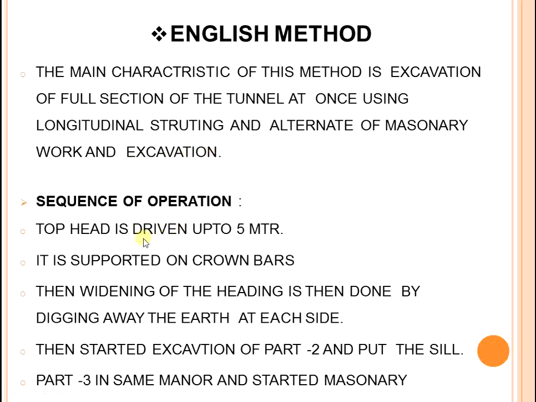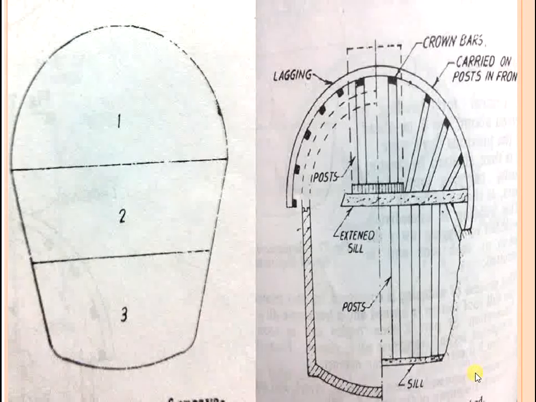Then the sequence is: the top heading is driven up to 5 meters and supported on crown bars. Then widening of the heading is done by digging away the earth on each side. Then the excavation of part 2 is started, and part 3 is done in the same manner, and the masonry is started. Here we see that the three sections, 1, 2, 3, have to be done.